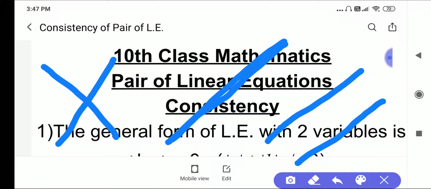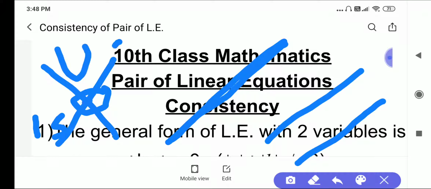When they are intersecting lines, this is intersecting lines. The intersecting point is the solution of the pair of linear equations. It is only one point. So the solution is exactly 1. That means it is a unique solution.